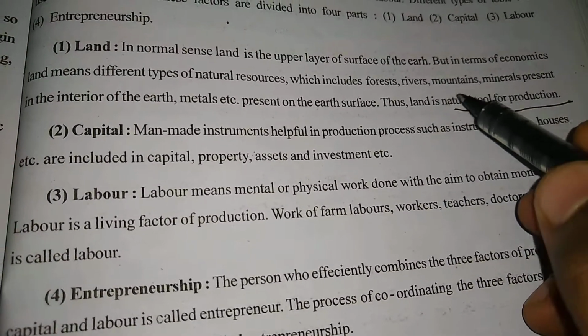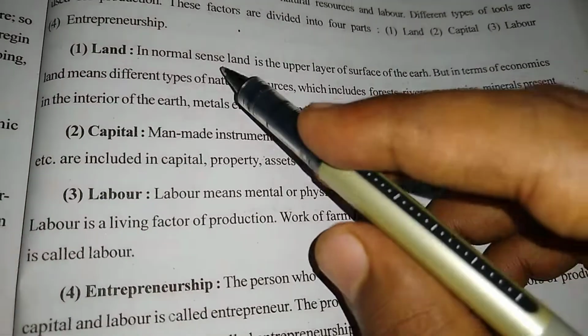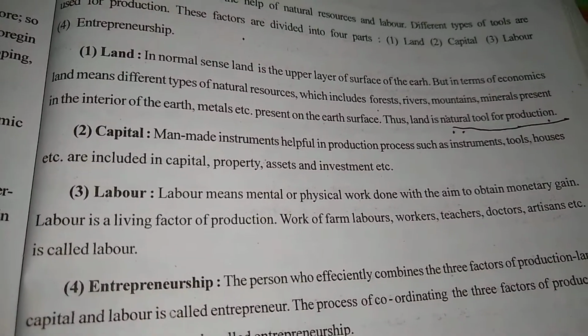This can be asked for 3 marks: give reason, land is a natural tool of production. Why? Because it includes all the natural items. Forests, rivers, mountains, they are all natural items.